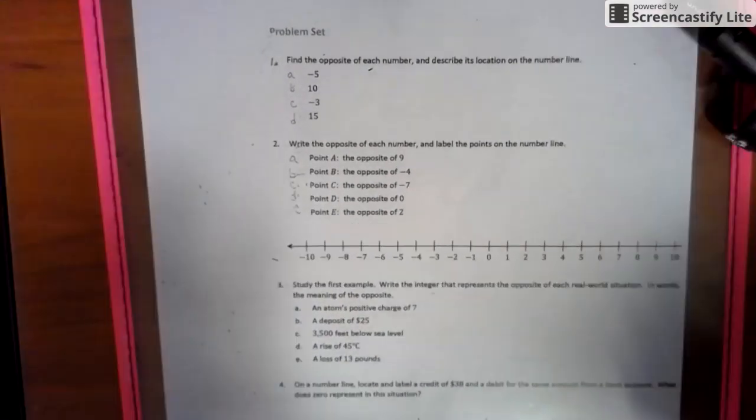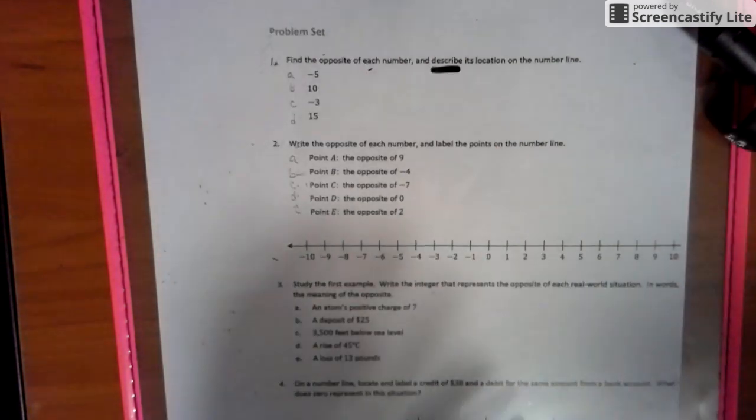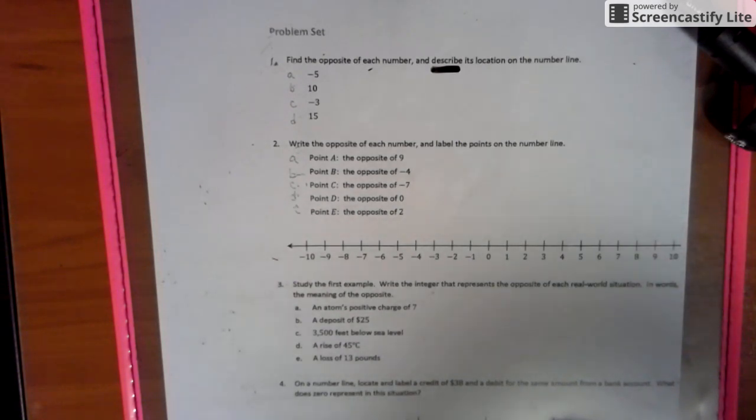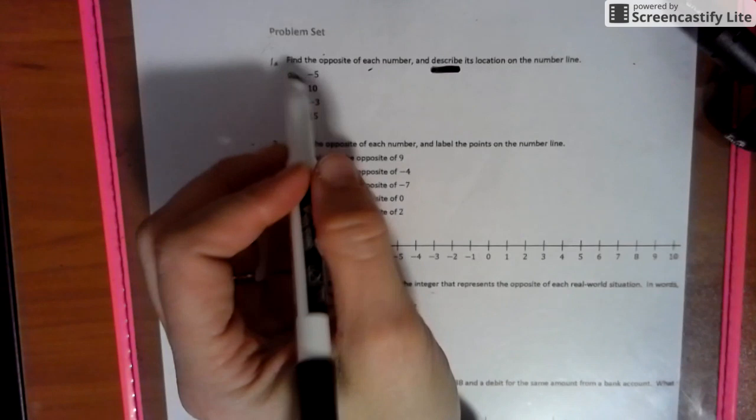And we are going to be working on some of the problem set. So today we're going to be working on opposites of a number and describing its location on a number line. The key word says describe, so there's going to have to be some words involved. So we're just going to look at a couple, and we're going to go from there.